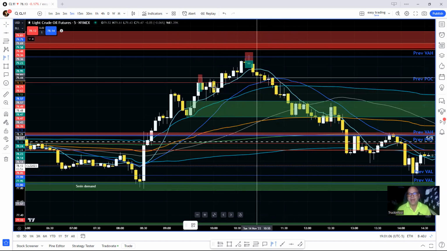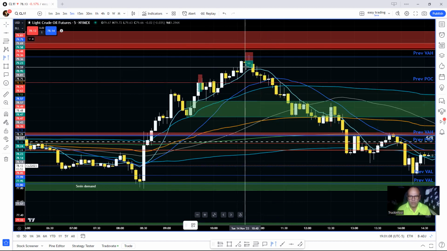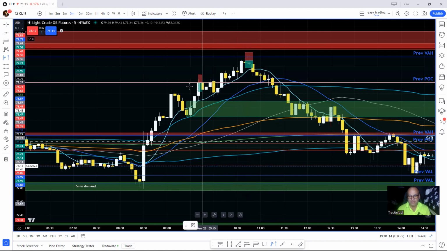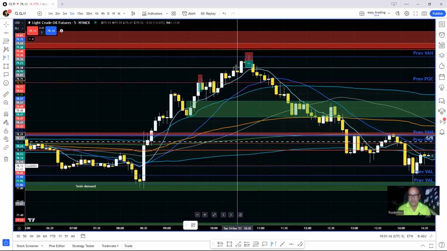But when I pulled it up at that moment, and put it on the candle before I got entered into the trade, that session's value area high was where I took profit at.